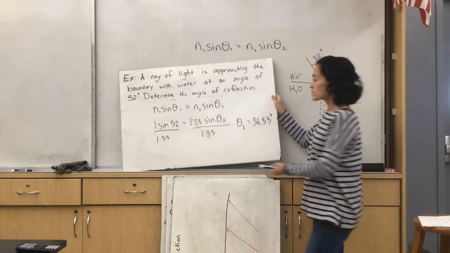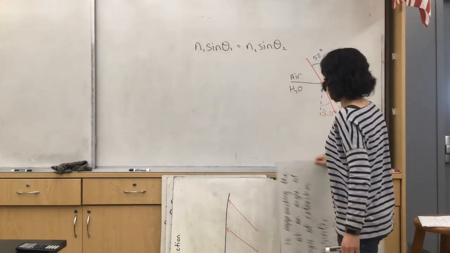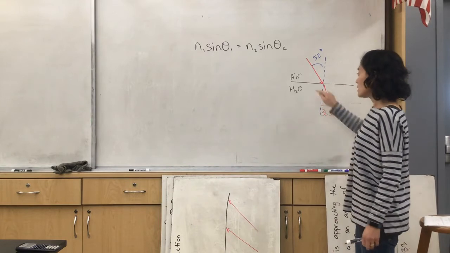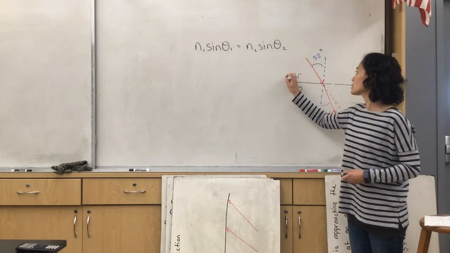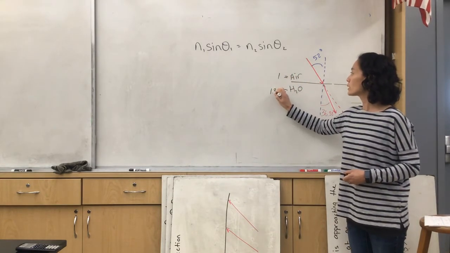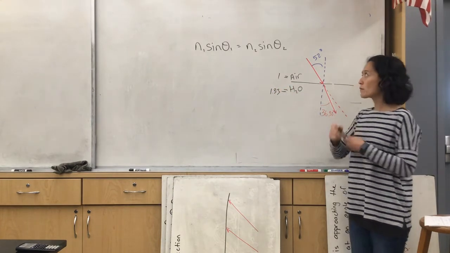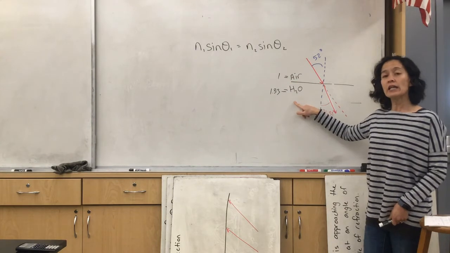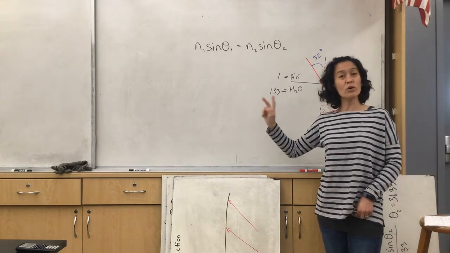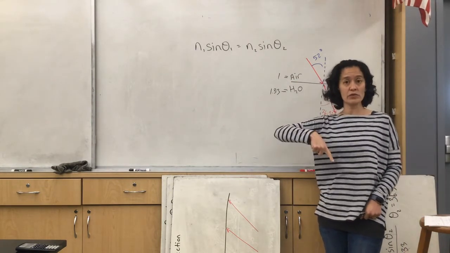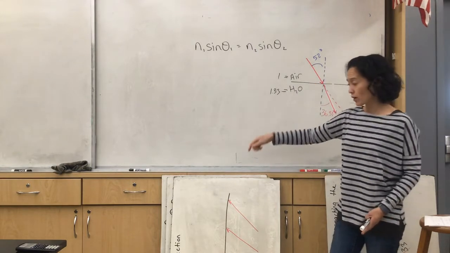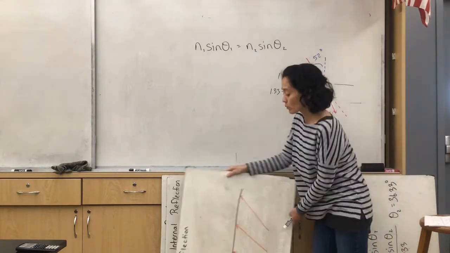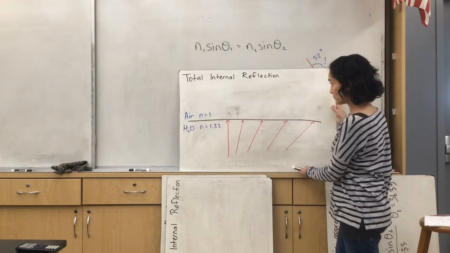Now, with Snell's law, when you go from an index of refraction, air was equal to 1, water was 1.33, when you're going from a low index of refraction to a high index of refraction, the light ray bends towards the normal. But if you go the other way, from a high index of refraction to a low index of refraction, it bends away from the normal. And I want to give you that visual here.